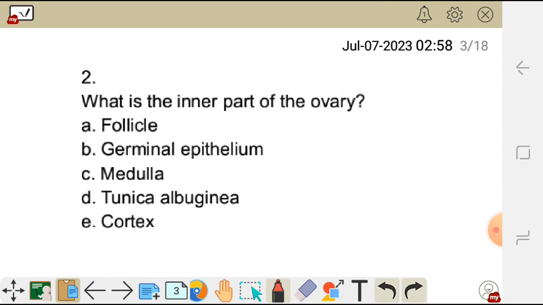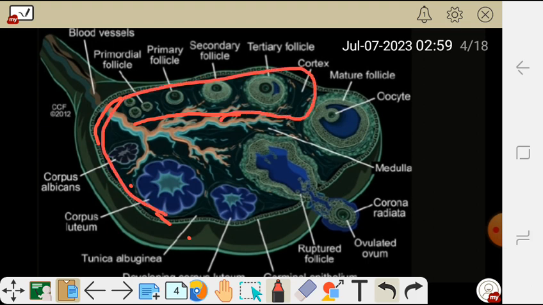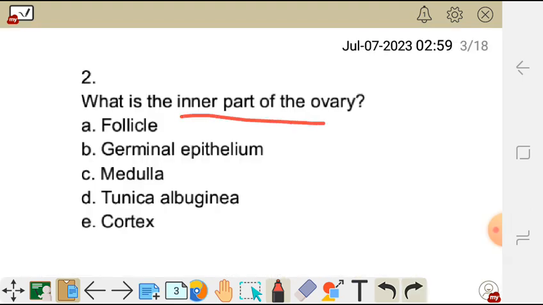So our question is saying, what is the inner part of the ovary? So the inner part is the medulla. So you can see the medulla is that inner part there where we have the blood vessels. Then where we have primary follicles there in the outer layer is what we call the cortex, and the inner part is the medulla. So the inner part of the ovary is the medulla. The correct answer for question 2 is C.